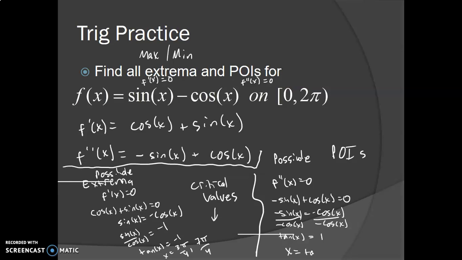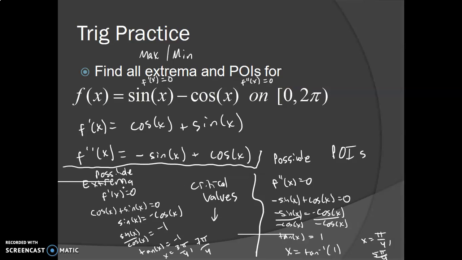So x would be the inverse tangent of positive 1, which is going to happen at pi over 4 and 5 pi over 4. Again, these are on the interval from 0 to 2 pi. Otherwise, these are just going to keep happening over and over again every pi. Okay, so the possible POIs happen when x is pi over 4 or 5 pi over 4, because that's when the second derivative is equal to 0.